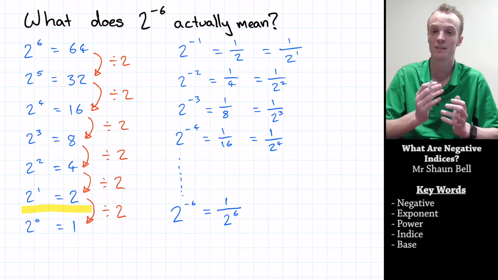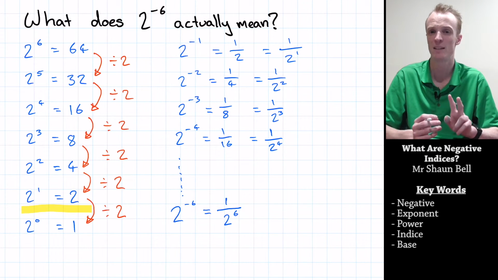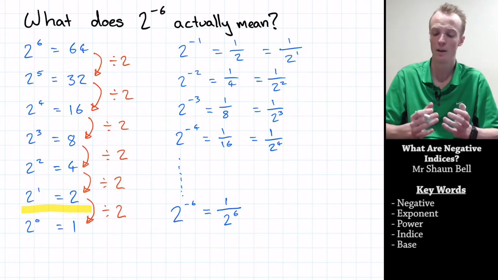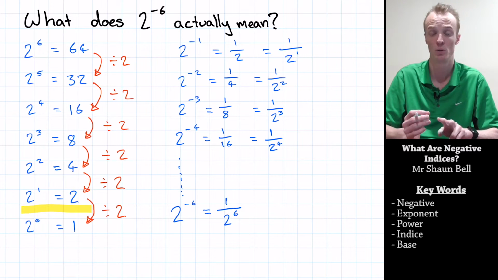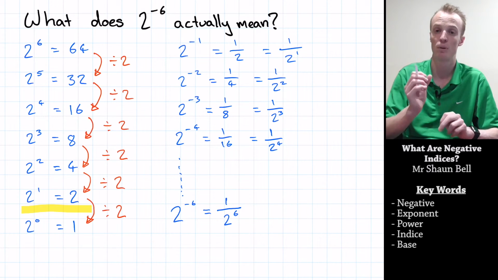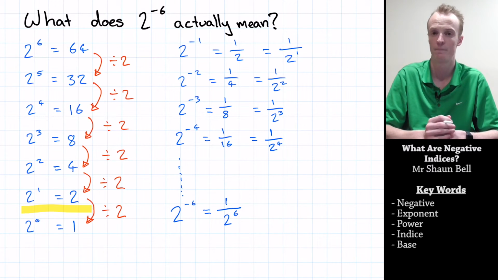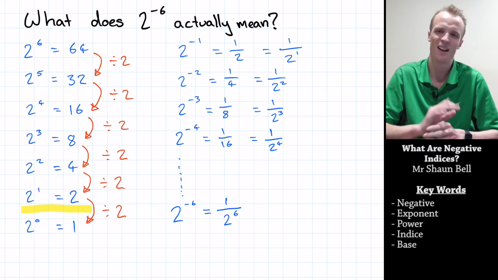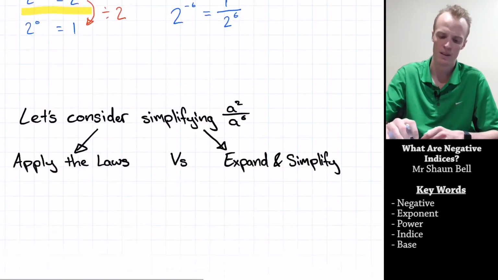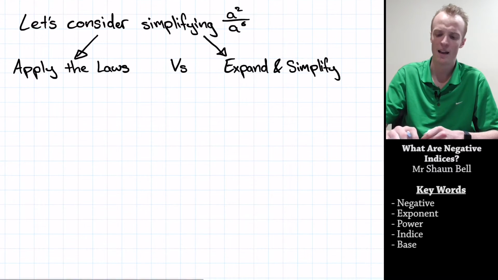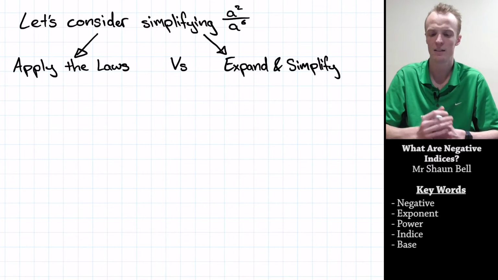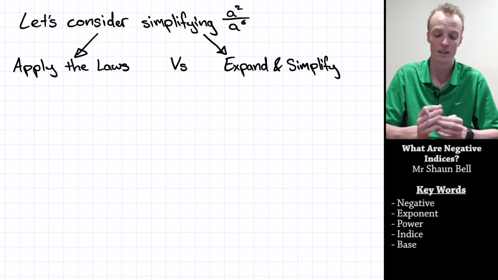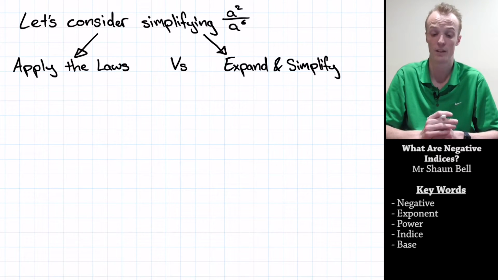So what we've discovered, at least for the base of 2, is that if we raise 2 to a negative power, that's going to be equal to 1 divided by 2 raised to the positive of that power. But I want to consider another way of looking at it. What if we had a to the power of 2 divided by a to the power of 6? Now there are two ways that we could solve this problem.